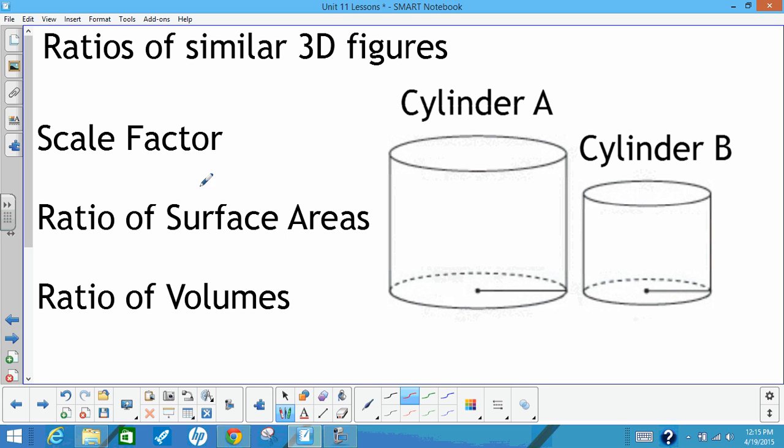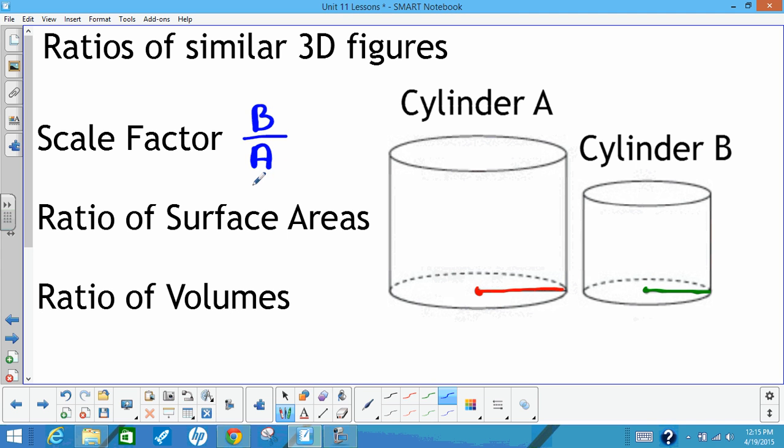So our scale factor is from dimensions. So for example, our radii. So the radius of cylinder A and the radius of cylinder B, if they're similar, they're going to have a scale factor. So we can write that, and we'll write it from the small cylinder to the big cylinder. We don't have to, but I'm just going to do it that way. So from the small to the big, we have B over A. So we can say the radius of B over the radius of A.